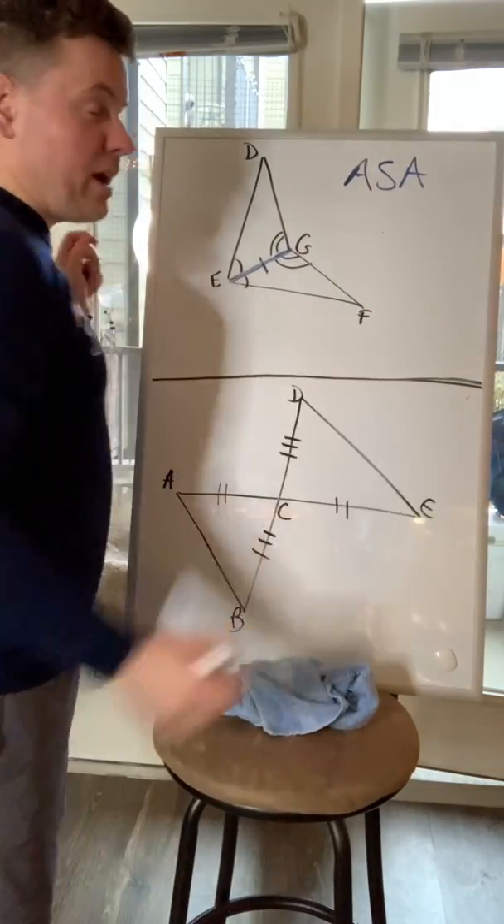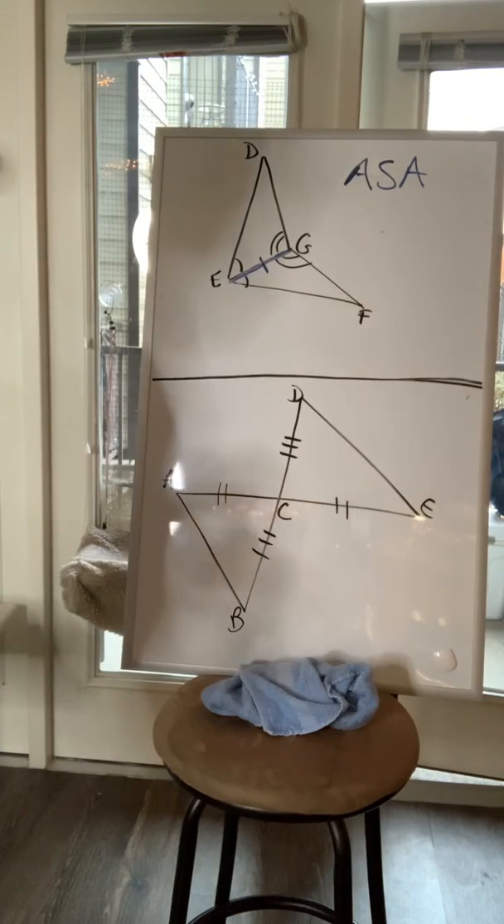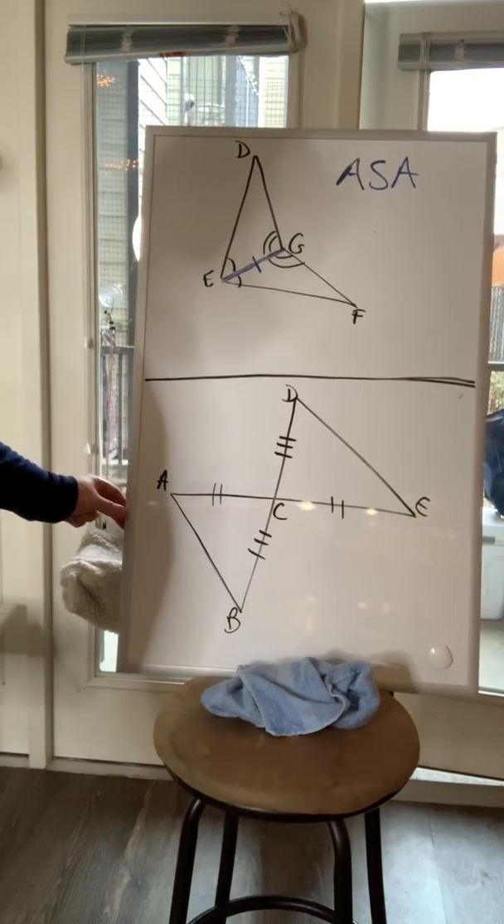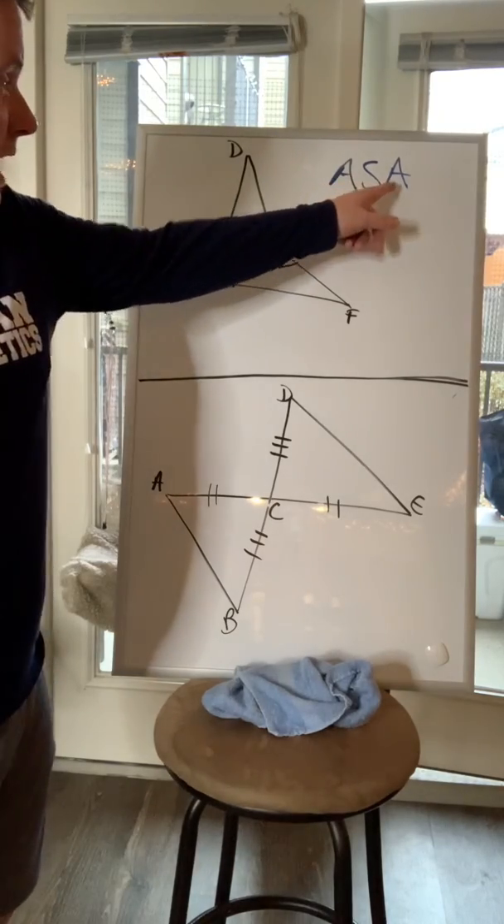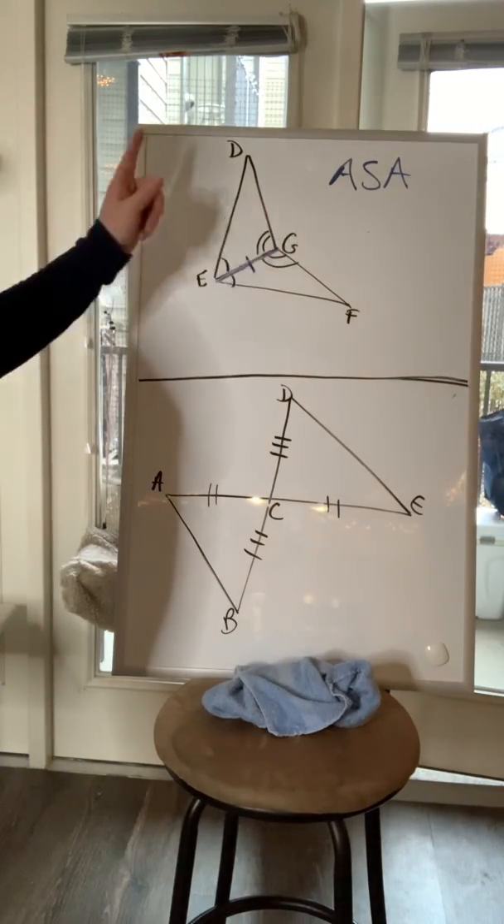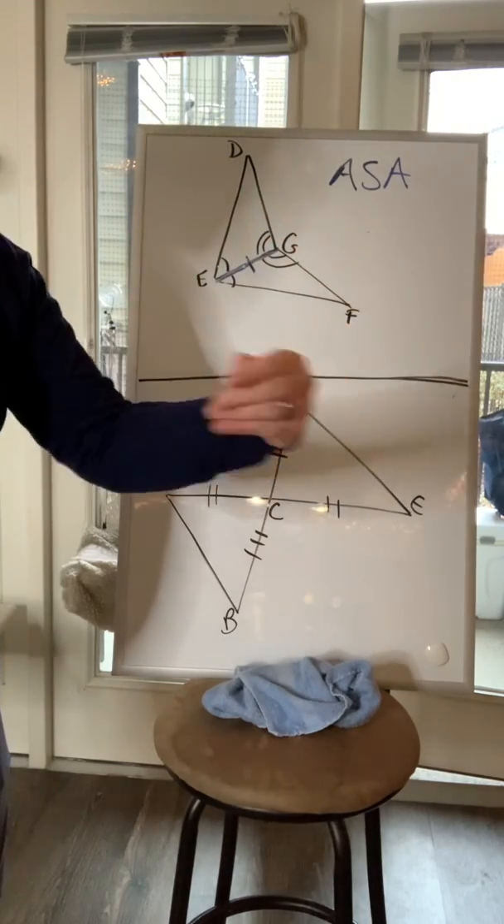Now notice for that one I wrote angle, side, angle, whereas the other one I had done angle, angle, side, and it has to do with the order. Here the side is in between the two angles, so that's why it's angle, side, angle. So these two triangles are congruent by angle, side, angle. Angle, side, angle that matches up.